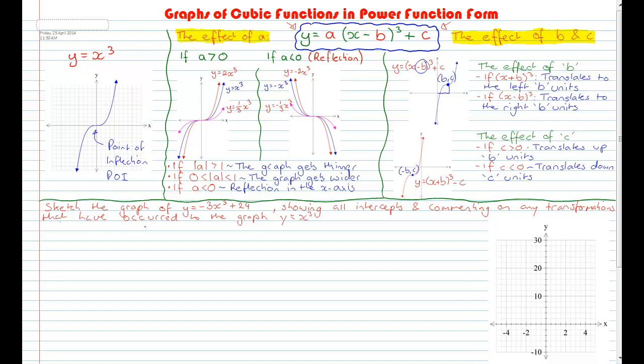So this question says, sketch the graph of y equals negative 3x cubed plus 24, showing all intercepts and commenting on any transformations that have occurred to the graph y equals x cubed. So, like always, the things that we need to find are the y-intercept, the x-intercept, and the point of inflection. So let's go through and do that. We'll find the y first, and to do that we make x equal to 0.